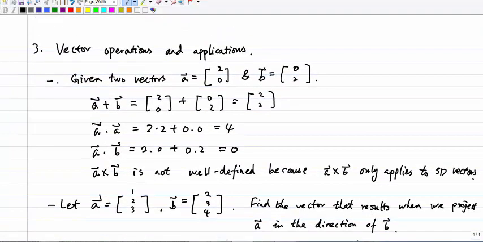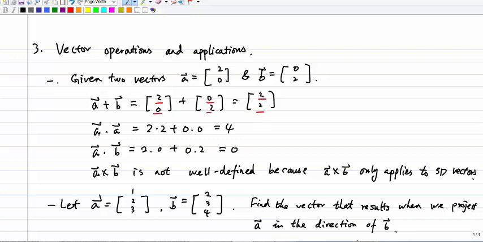So the first one is, if I give you two vectors A and B, which are (2, 0) and (0, 2). So we talk about vector plus. Vector plus is you just do entry-wise plus. (2, 0) plus (0, 2), so you have a 2 and a 2 because you do entry-wise plus. You do 2 plus 0, which will give us 2, and 0 plus 2 also gives us 2.